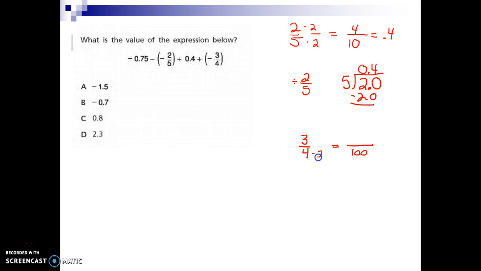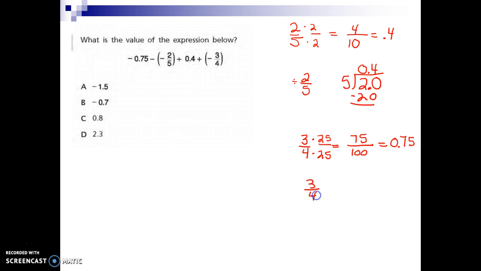So how do I get from 4 to 100? I multiply by 25. If I'm going to multiply the denominator by 25, I had better multiply the numerator by 25. So I'm really just multiplying by a fancy form of 1, and I come up with an equivalent fraction. 3 times 25 is 75. 75 hundredths is written as 0.75. 75, and it ends in the hundredths place.